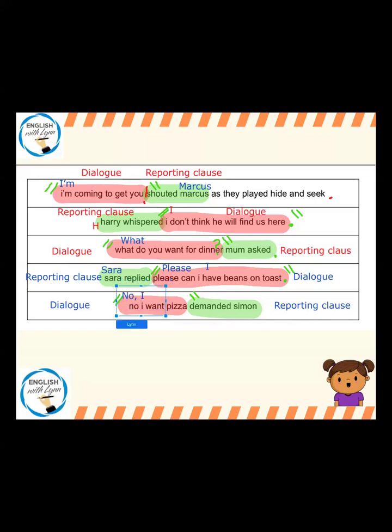Okay, then I need to think, "No, I want pizza." Because he is demanding it, it is likely that he is going to be saying it quite loudly. So for that reason, I am going to have an exclamation mark before my inverted commas. Okay. And then the final part, Simon, because it's someone's name, it needs a capital letter. And the very last part, you need a full stop at the very end to show that it is the end of the sentence.